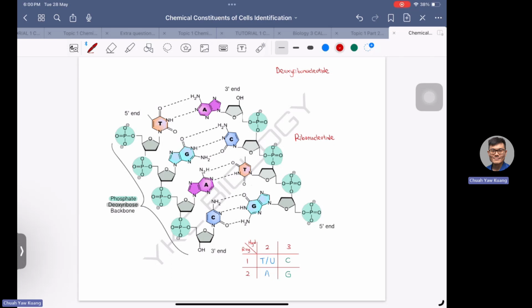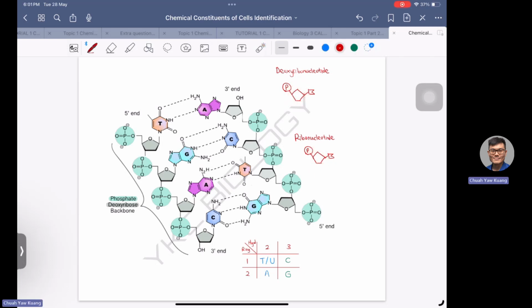Both of these nucleotides have a similar structure. Deoxyribonucleotide has one pentose sugar connected to one nitrogenous base and one phosphate group. The same goes for the ribonucleotide. Ribonucleotide also has one pentose sugar, one nitrogenous base, and one phosphate group. It is the same. The only difference is their pentose sugar.